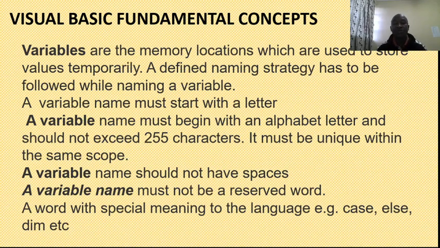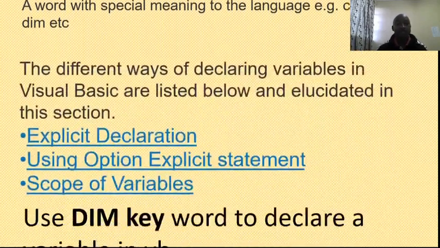It must be unique within the same scope. A variable name should not have spaces. A variable name must not be a reserved word. When we talk about a reserved word, it is a special word with special meaning to the language. For example, you cannot use the word case, you cannot use the word if, you cannot use the word else, dim, etc. Those names are reserved for the use of the language, and therefore we refer to them as reserved words.